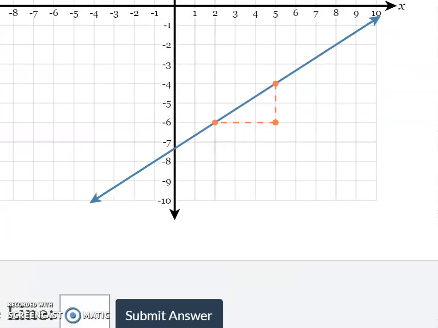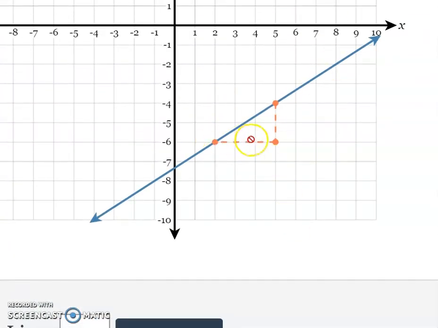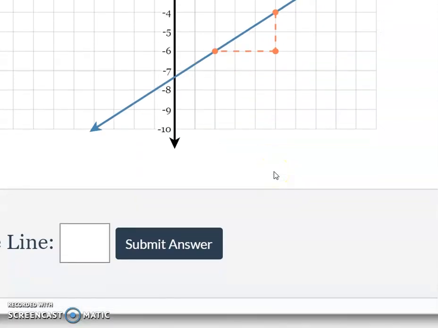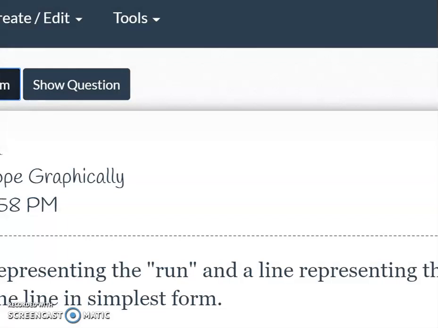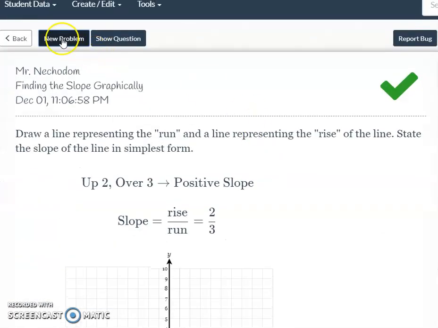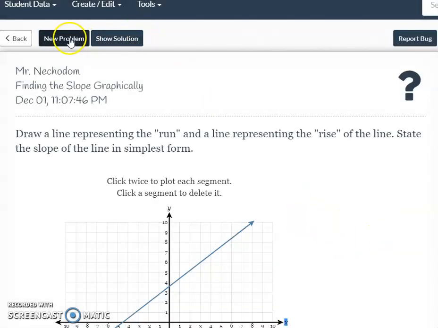Be careful. Some people get mixed up. They'll say, well, the run was 3 and the rise was 2, so they write 3 over 2 just because they did the run first. It's always the rise over the run. So 2 over 3. Submit, and green check. Okay, let's do another one. Let's do a different one. Yep, there's a good one there.